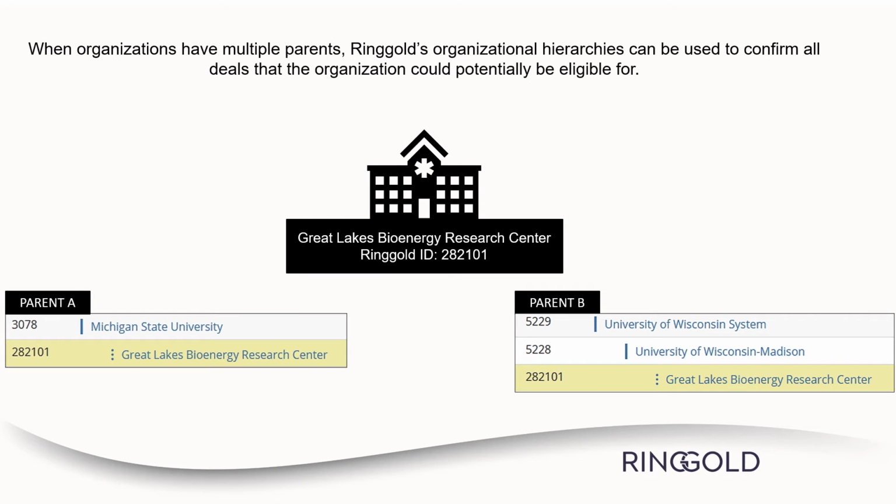Another reality that impacts open access agreements is that there are many organizations that have multiple parents. So in this example, this is the Great Lakes Bioenergy Research Center, and this research center has a relationship to both Michigan State University and the University of Wisconsin-Madison. So if you had many authors coming from the Great Lakes Bioenergy Research Center, it would be important to consider how this would impact agreements with either university, as they could potentially take advantage of either agreement.